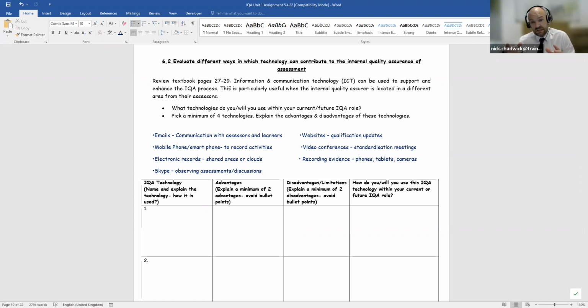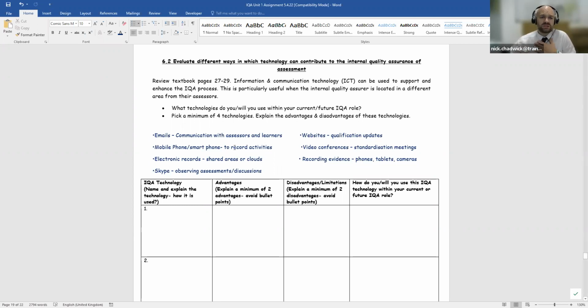So ICT, it does make our lives as an IQA easier. It makes it easier to sample our assessors, especially if they're working in different locations, for example. You can, of course, check in with assessors via emails and mobile phone WhatsApp groups, for example. And this is going to make it easier for you to perform your IQA role.